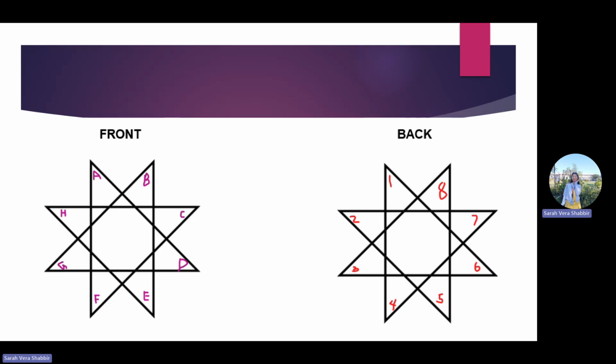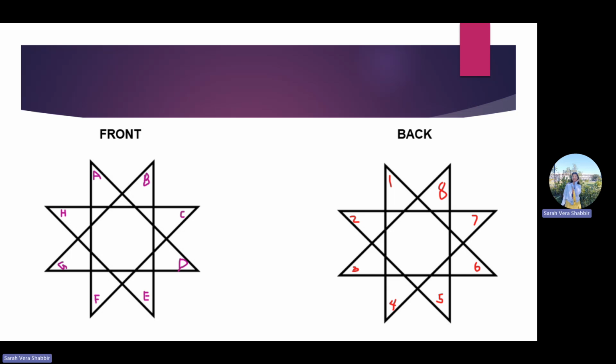So my geometric model has 16 symmetries, both front and back. So for my front part, I have labeled it as A, B, C, D, E, F, G, H clockwise. And for my back side, I labeled it as 1, 2, 3, 4, 5, 6, 7, 8 counterclockwise.